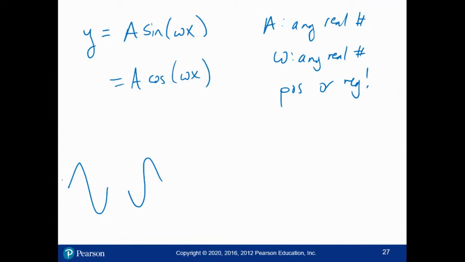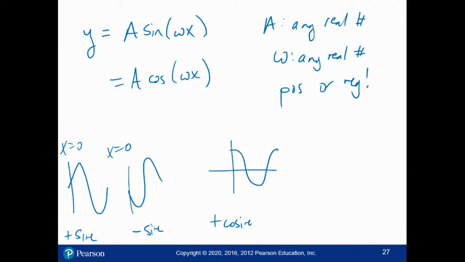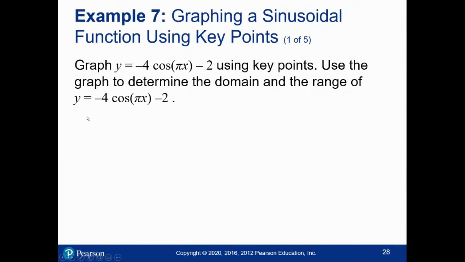For a cosine curve, sorry, you're starting at x equals 0. So this is a positive sine curve. This is a negative sine curve. Starting at x equals 0, a positive cosine curve looks like this. But a negative cosine curve starting at 0 looks like this. It's just reflected. Okay, so after this, we'll come back and we'll start looking at more graphing problems.